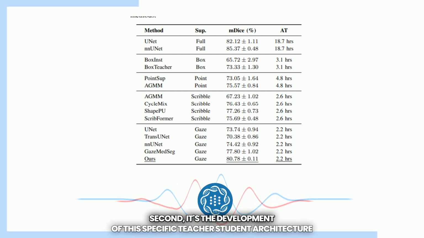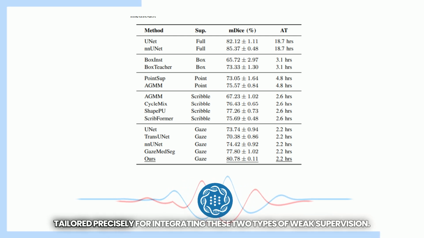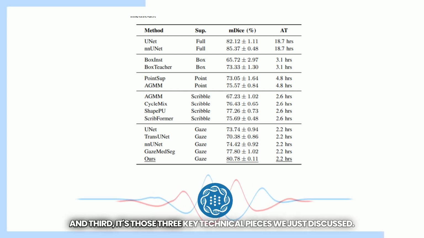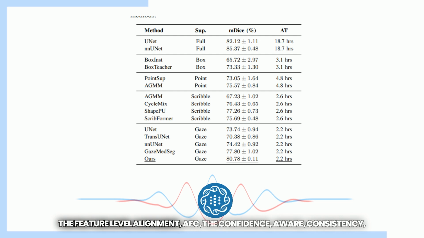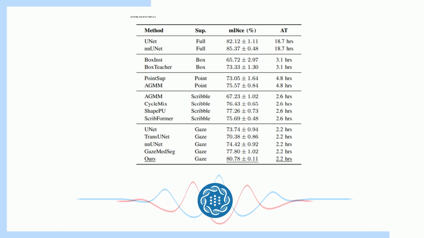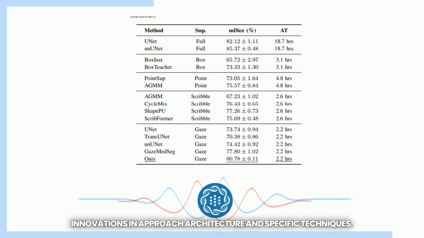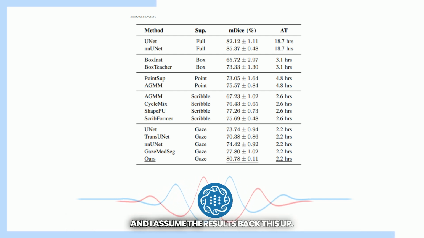Second, it's the development of this specific teacher-student architecture tailored precisely for integrating these two types of weak supervision. The structure itself is an innovation. And third, it's those three key technical pieces we just discussed. The feature-level alignment, AFC, the confidence-aware consistency, CWC, and that disagreement-aware random masking, DARM. Got it. Innovations in approach, architecture, and specific techniques. And I assume the results back this up.